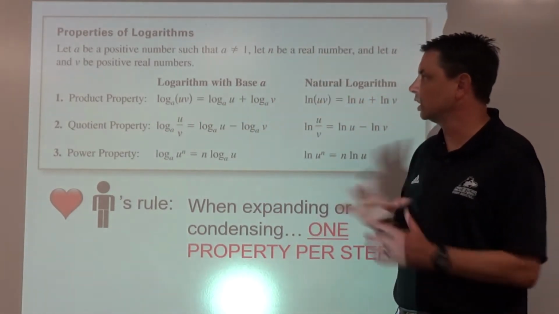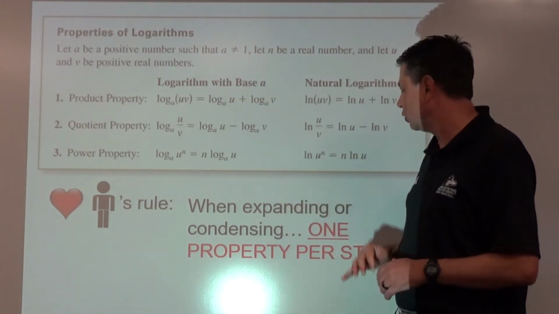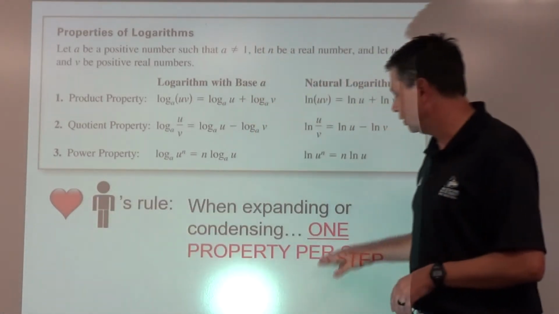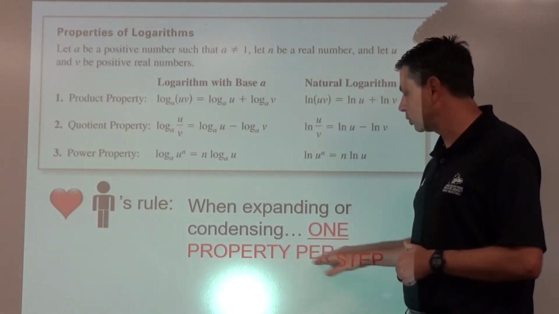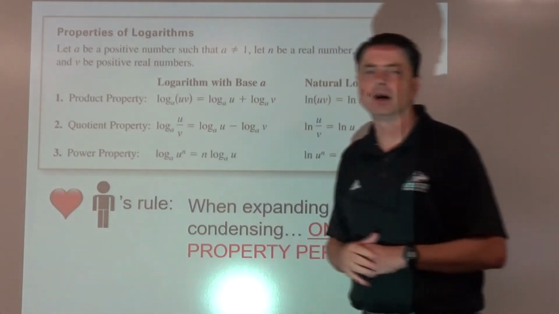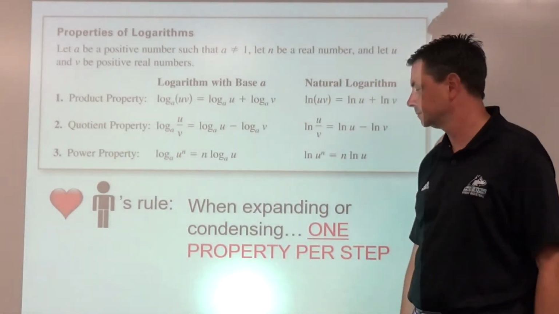All right, the first thing we're going to look at using these log properties is to see if we can expand or condense some expressions. Hartman's rule, though, is that as you're writing out your steps, you're only allowed one property per step. So you can't do both the quotient and the power property all at once. One property per step.